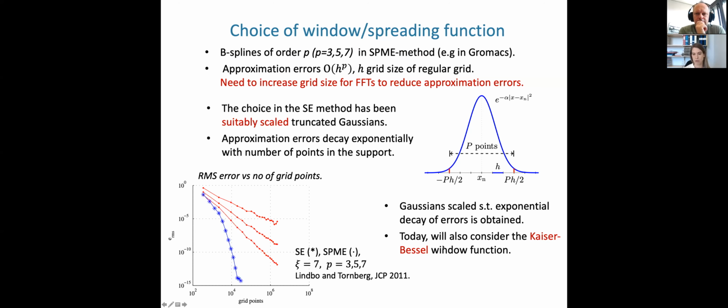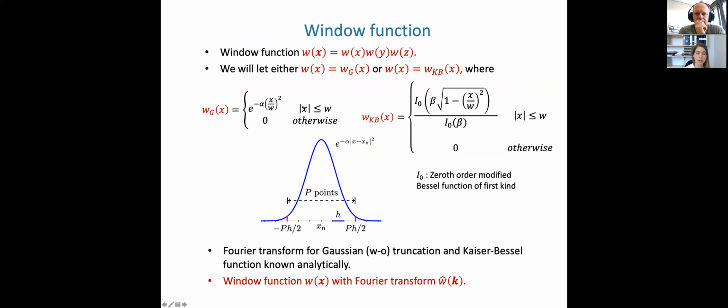And today we're also going to look at another window function called the Kaiser-Bessel window function. So here are the two window functions, a simple Gaussian. First, the window function is a product of three one-dimensional window functions. So this is the truncated Gaussian. It's just truncated outside of some width. So we have p points in the support. Then we have the Kaiser-Bessel function, which, as in the name, has a Bessel function here. And we know the Fourier transforms of these, so we can use them. So this is what we will use to spread to the grid.